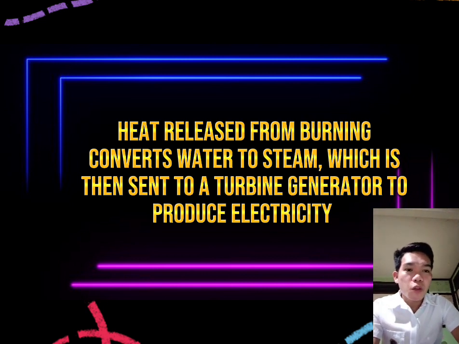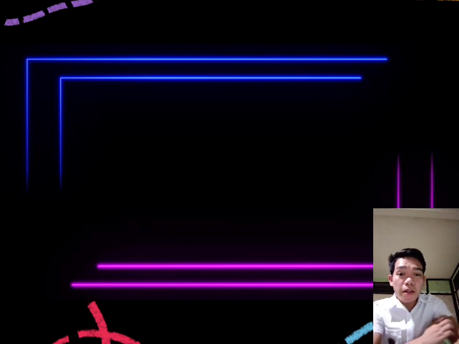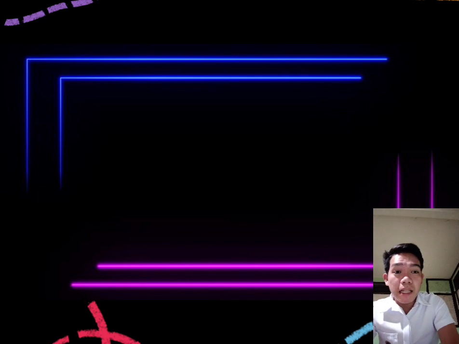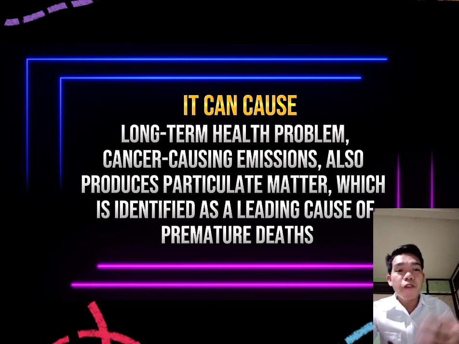So the incinerator is important too, because an incinerator makes ash or flue gas and heat from solid waste, that is, by burning solid waste. And that is one of the functions of the incinerator. But the Philippines has banned it, even though it was what we mostly used before. Why? Because yes, it can cause long-term health problems, and it is a source of cancer-causing emissions. It also produces particulate matter, which is identified as the leading cause of premature deaths. So that's why incinerators are banned in the Philippines.